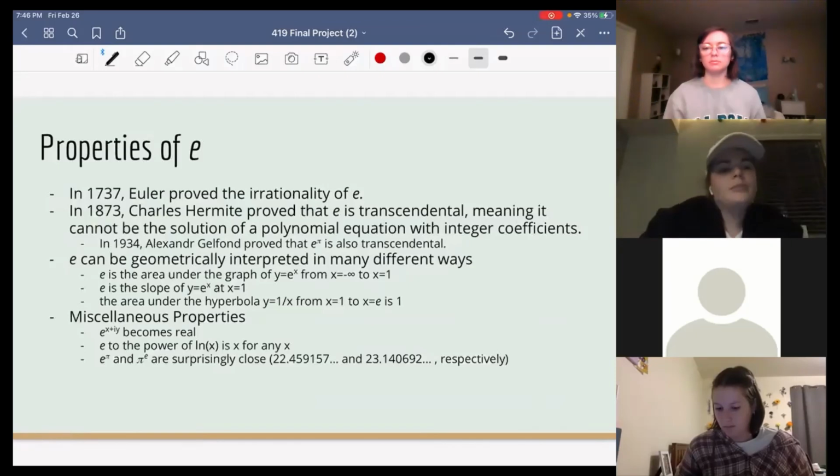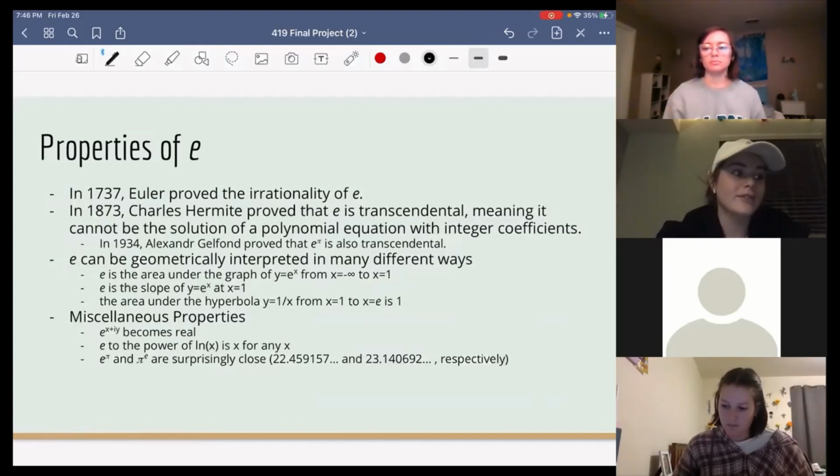Okay, and now just some cool properties about e. In 1737, Euler proved that e is irrational, meaning that it cannot be represented as a fraction. We definitely saw that with McKenna's outline of it being a continued fraction. Then in 1873, Charles Hermite proved that e is transcendental, and this means that it cannot be the solution of a polynomial equation with integer coefficients. Later on, in 1934, Alexander Gelfond proved that e to the power of pi is also transcendental, which is just very curious.